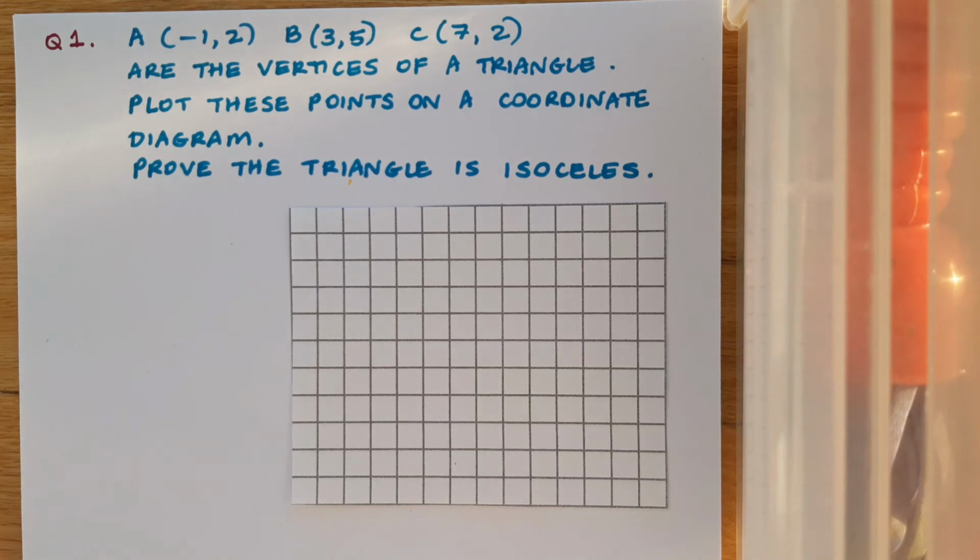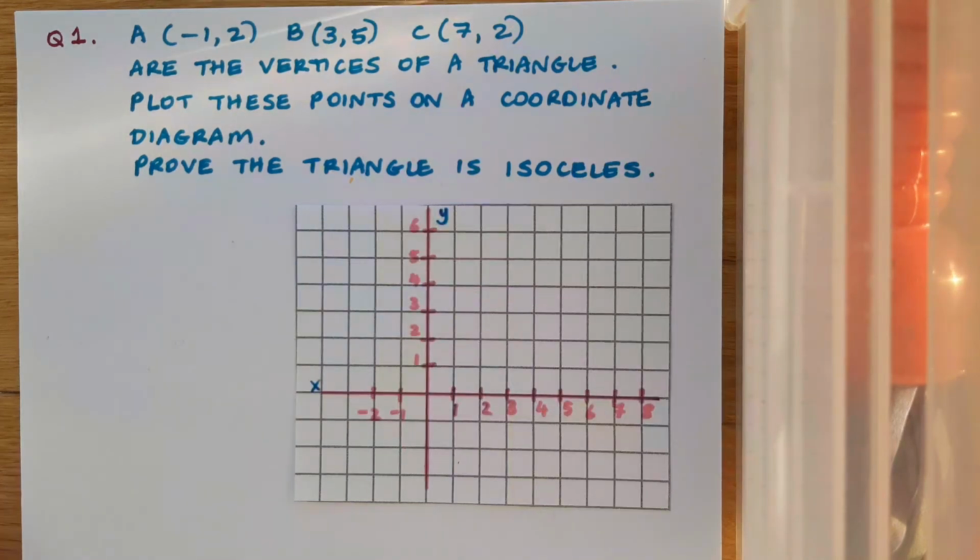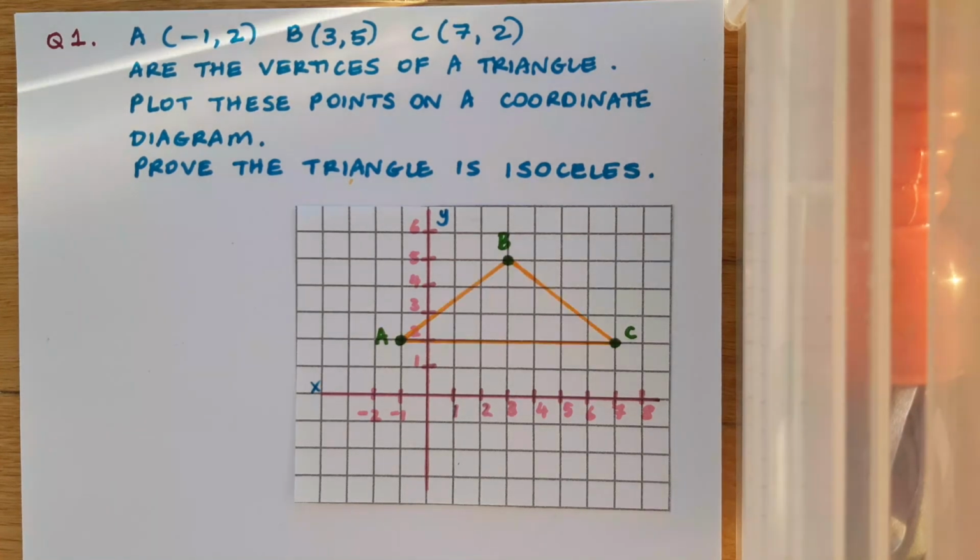So the first thing that I'm required to do in the question is to plot the points in a coordinate diagram. So I need to create that first. So I've set up my XY plane, and now I'll mark my points. So I've marked in A, B, and C, and now I'll join them to make the triangle. So here's my triangle, and it does look a bit isosceles.